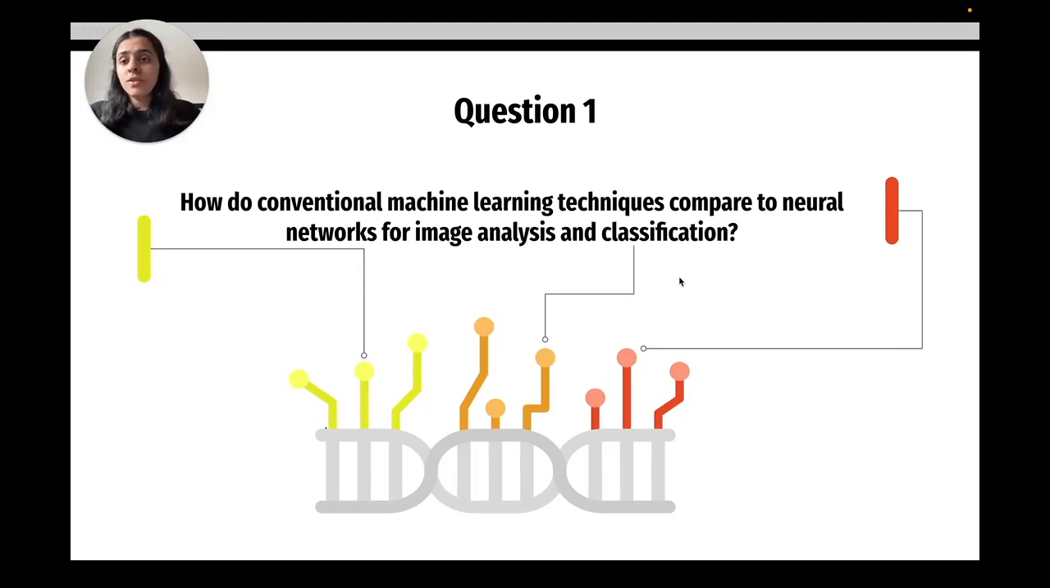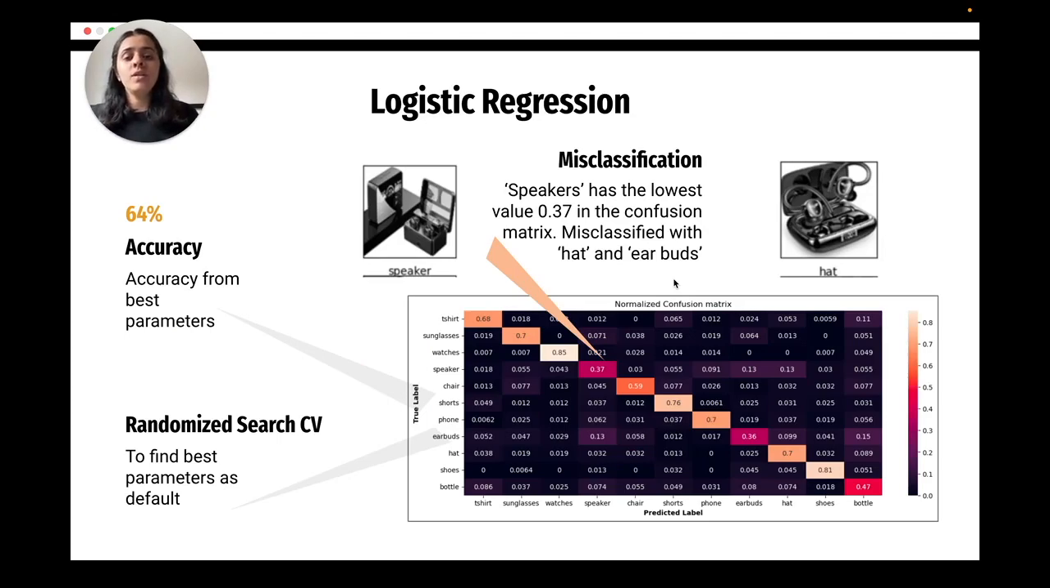The first thing we want to look at is how conventional machine learning techniques compare to the neural networks for image analysis and classification. We have tried a bunch of models. The first one is logistic regression, which resulted in 64% accuracy with its best parameters as default, which we found using randomized search CV. So we fit the model with all default values and compute the score 5 consecutive times with different splits each time.